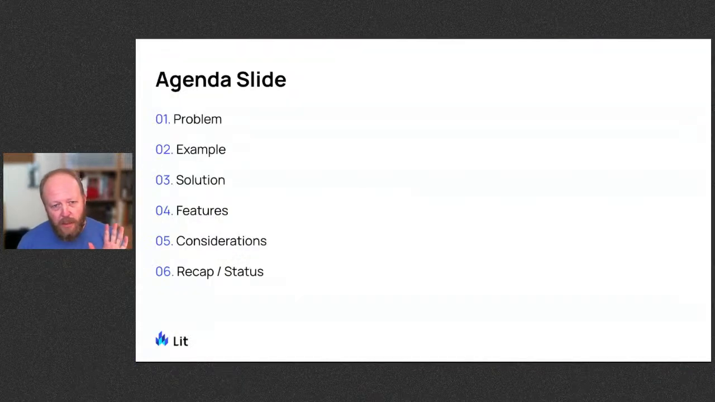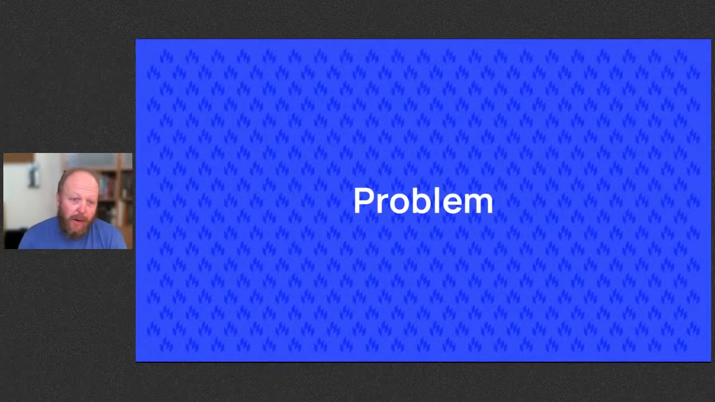I want to just go briefly over what problem we're trying to solve, give you an example, and then show you our solution, and then dive deep into a little of the extra features. And then what are some of the special things, the considerations, and move forward. So here we are. So what's the problem?